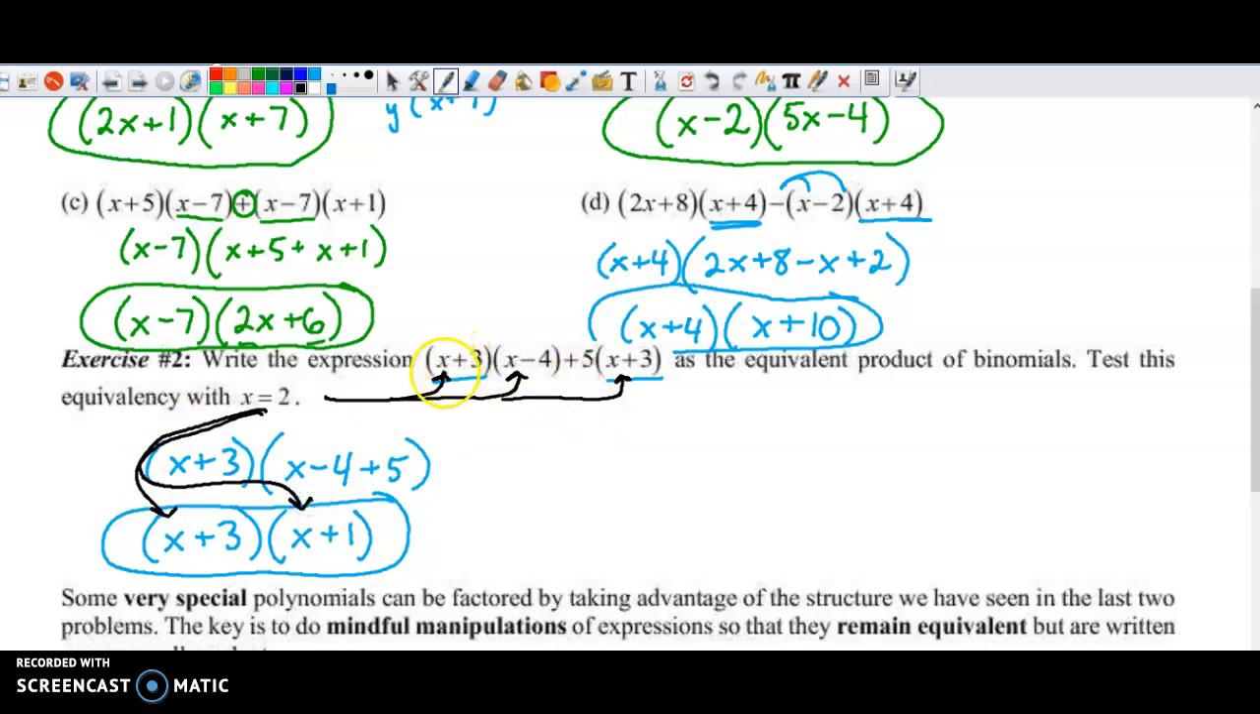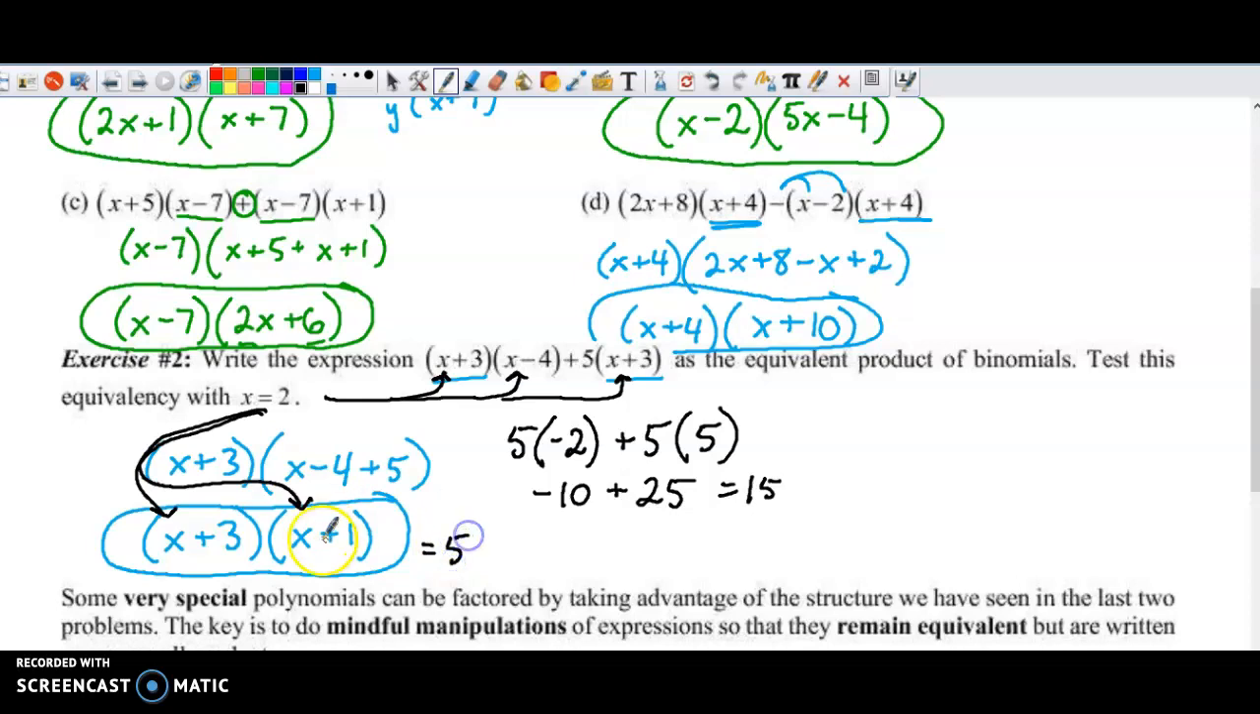So if I did the top one, 2 plus 3 is 5. 2 minus 4 is negative 2. 2 plus 3 is 5. So what you have is negative 10 plus 25, or 15. Well, if I did the same thing down here, 2 plus 3 is 5, and 2 plus 1 is 3. 5 times 3 is 15. So yeah, I got the same answer no matter what.